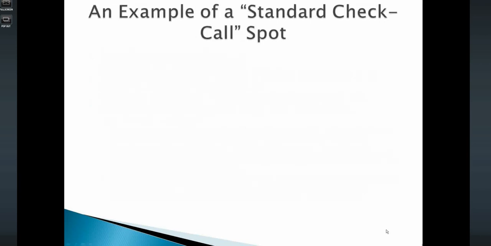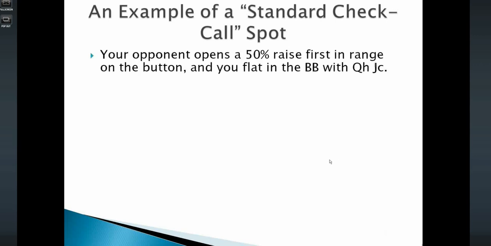So now I want to go over an example of what I think most people would call a standard check-call spot. Your opponent opens a 50% raise-first-in range on the button, and you flat in the big blind with queen of hearts, jack of clubs. It's very standard for a button to open around half of his hands as a raise first in, and it's also very standard to call in the big blind with queen-jack offsuit. So everything's completely normal here.